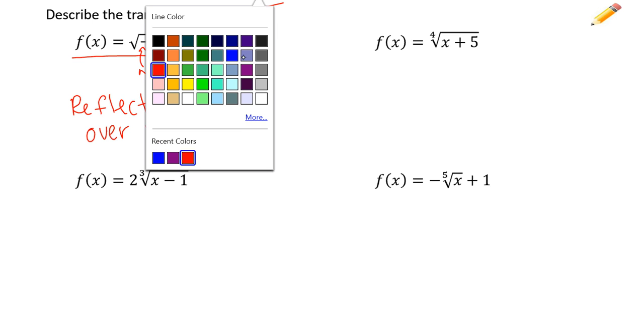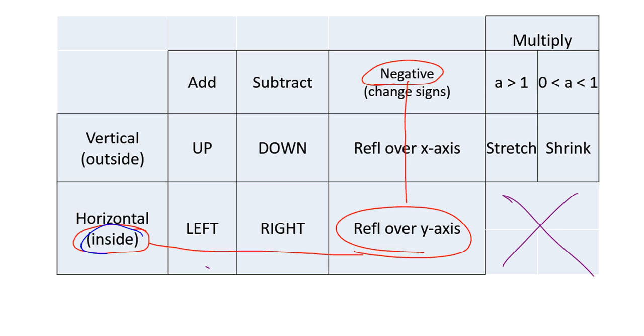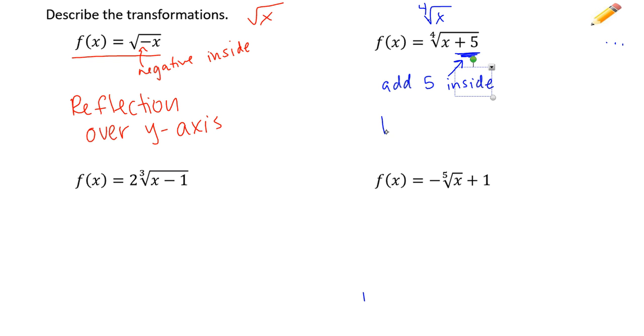Okay, next one. So this one has a fourth root, which means the original one just looked like that. So we'd look at it and say, okay, there's the change. We added 5. And then you go, where did it happen? Well, it's underneath the radical, which means it's inside. Okay, looking back at our chart, inside. So we're still here, still in this line. And we added. So our transformation was that it went left 5.